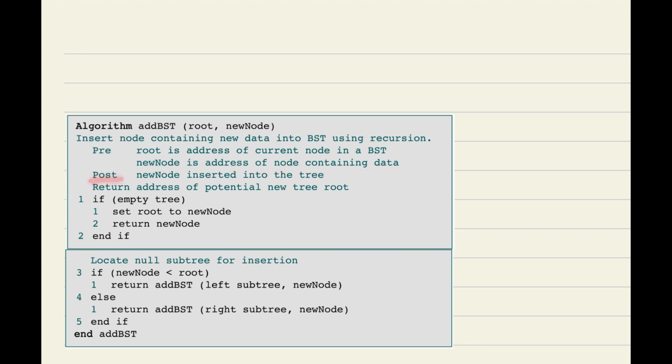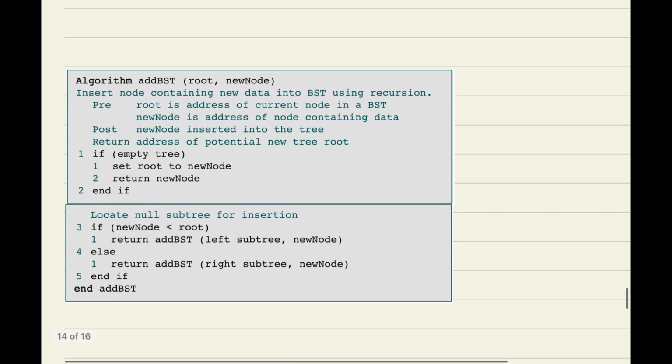And what is the post condition? The new node is inserted into the tree and it is going to return the address of the potential new tree root. So this is all about the algorithm, the explanation of the algorithm: what is the precondition, what is the post condition, and what the algorithm is going to return.